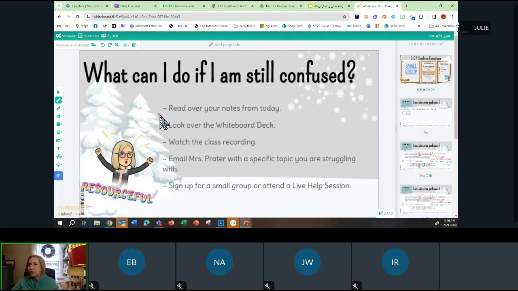Here are some things. If you're still confused, you can read over your notes from today. You can look over your whiteboard deck. You can rewatch the class recording. You can email me, just like I mentioned at the beginning of class. You can take pictures of problems and send them to me by email, and I'll make you a little video and send it back. You can also sign up for small group, which y'all have already done, or you could attend a live help session.